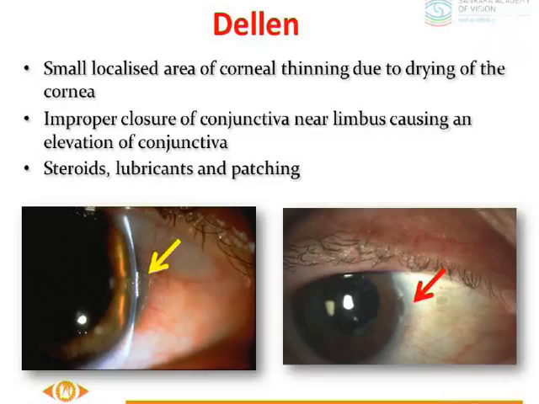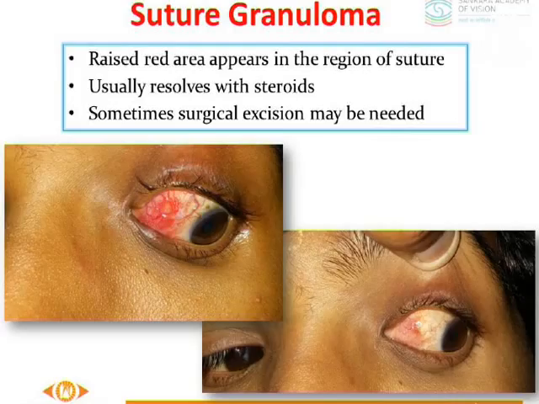Dellen is not very common. It is a small localized area of corneal thinning due to drying of the cornea. It is caused by improper closure of the conjunctiva, causing a small elevation so that lubrication is not maintained. So you sometimes need to patch the eye with lubricating eye drops or a lubricating ointment, and use a lot of lubricants, and routine steroids will help in managing this.